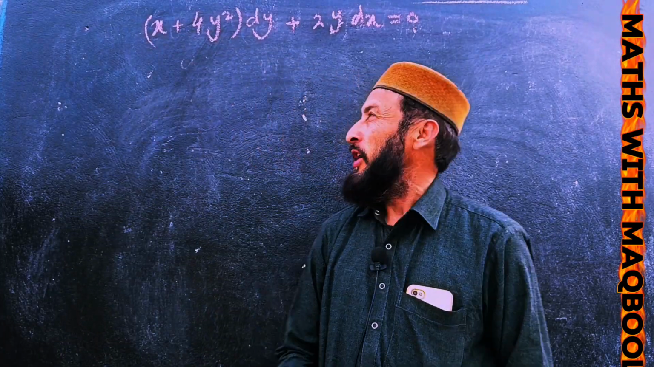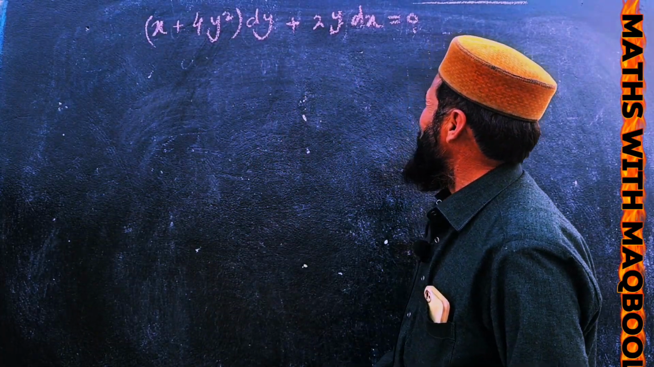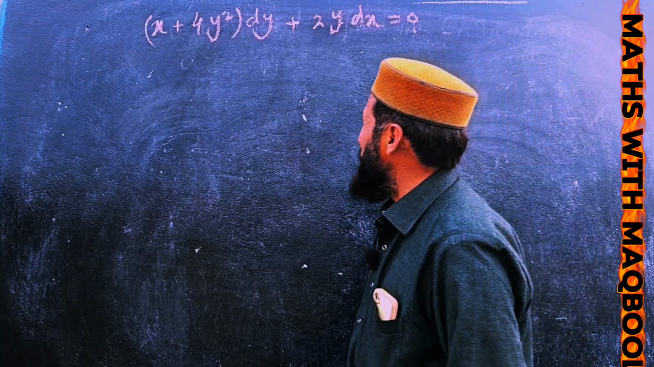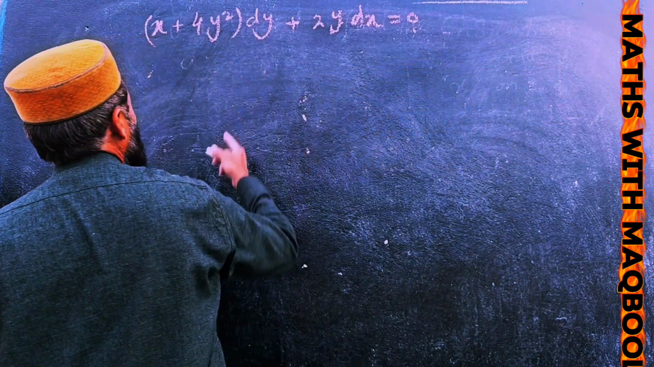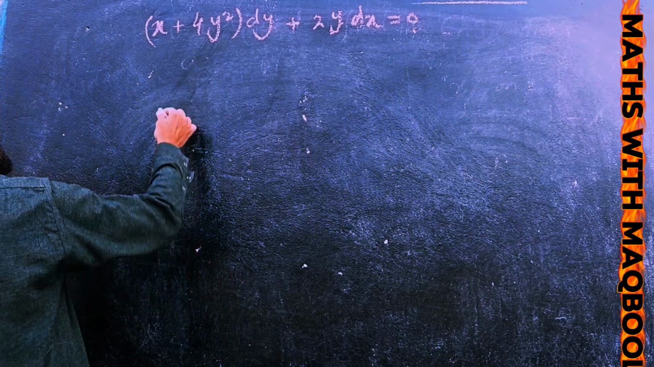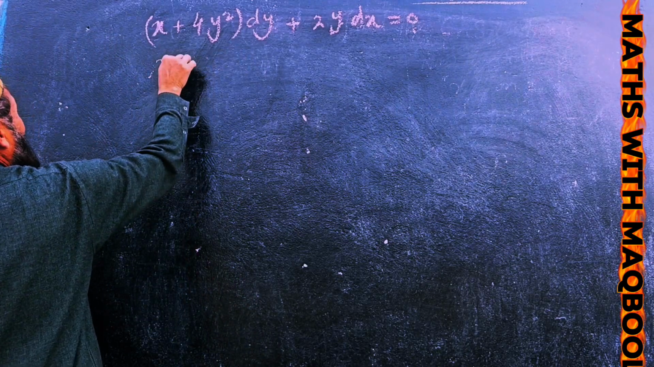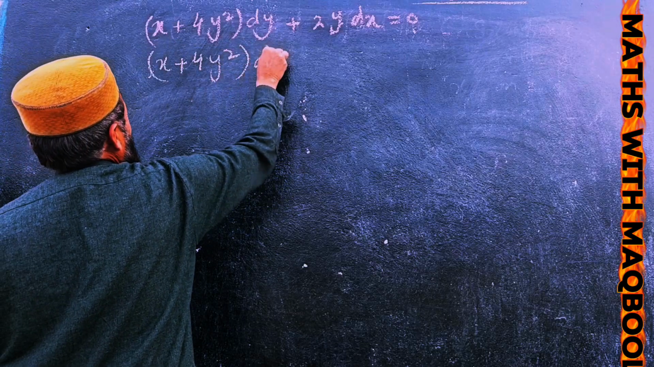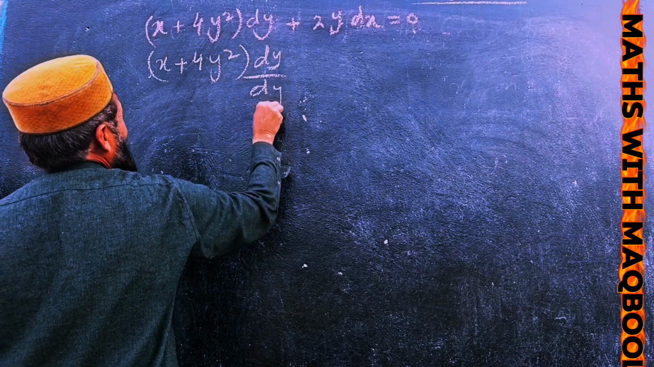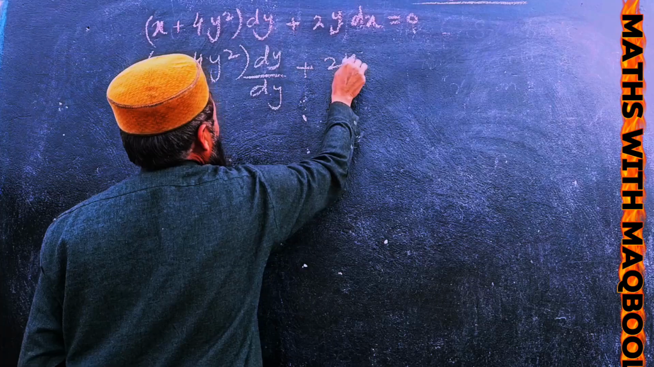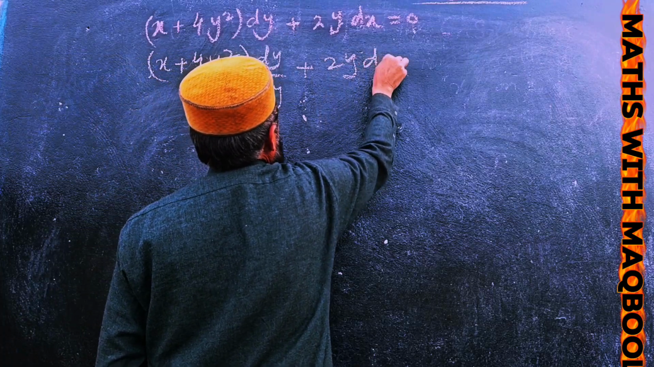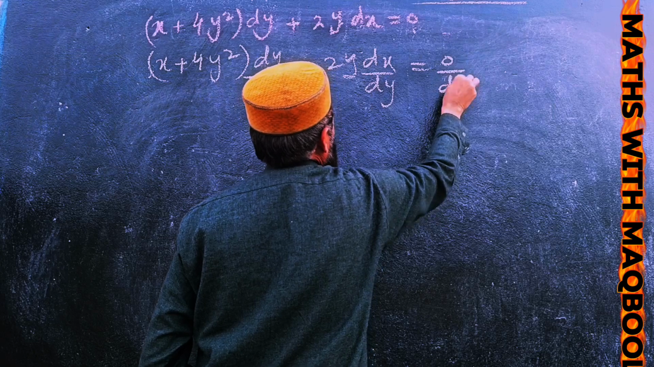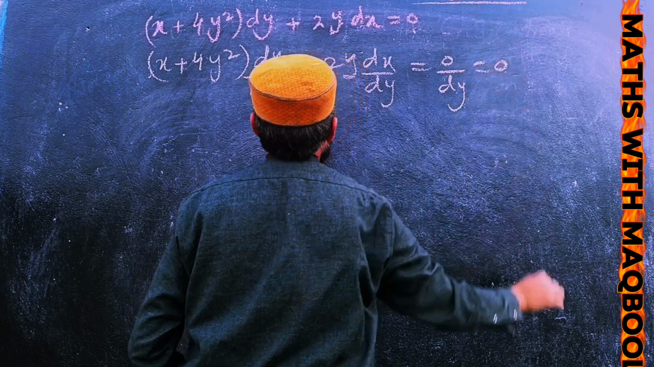Today we have a new general equation. We find the solution of this differential equation. First of all, we can try to find the value of dx/dy from this equation. We divide both sides by dy: x plus 4y square, and here is also dy, dx divided by dy, and similarly 0 divided by dy is equal to 0.